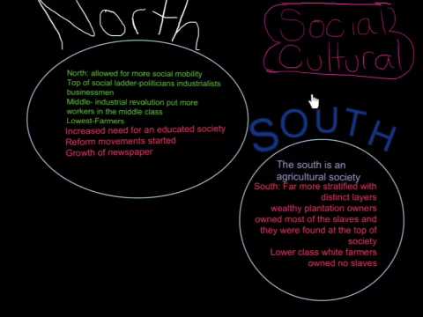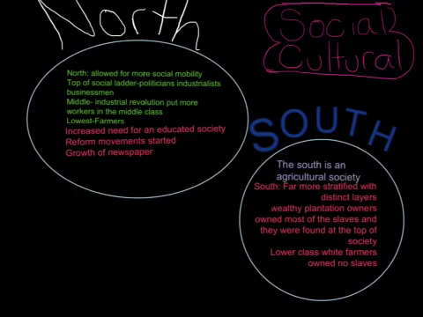The social-cultural differences. The North allowed more social mobility, which meant that at the top of the ladder were politicians, industrialists, and businessmen. The middle class, after the Industrial Revolution, put more workers in the middle class and made the farmers the lowest part of the ladder. They also had an increased need for an educated society, which means that they had more educated people than the South did. And the reform movement started the growth of the newspaper.